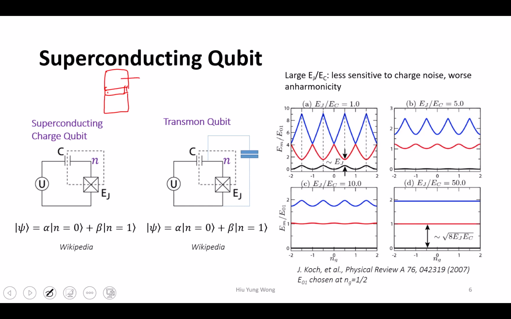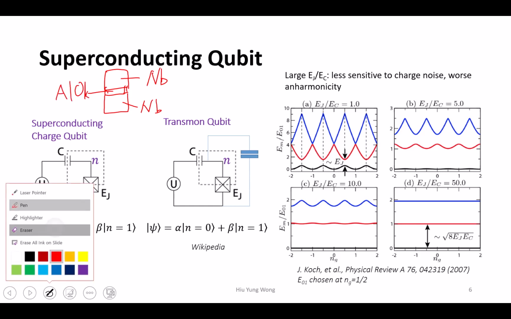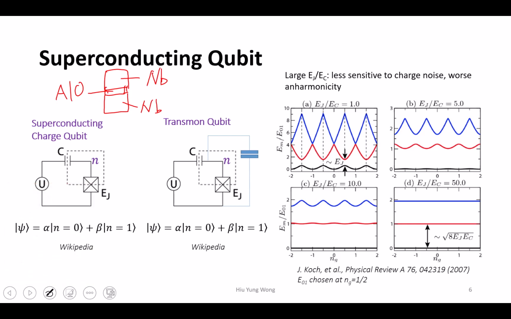You have maybe niobium. What's the Nb? I forgot this. Niobium as the metal. And then here you have aluminum oxide. Okay, and under 10 Kelvin, niobium becomes a superconductor. So you have a superconductor, insulator, superconductor, just like a capacitor, right? But it has something very special called the Josephson effect, which we will discuss in the future.